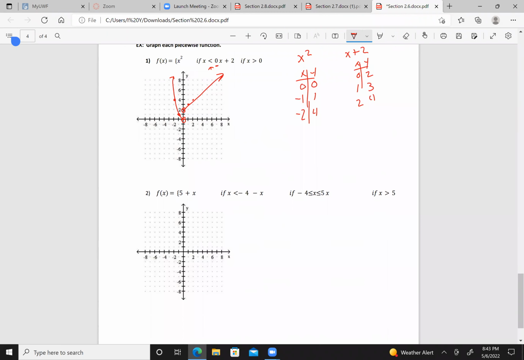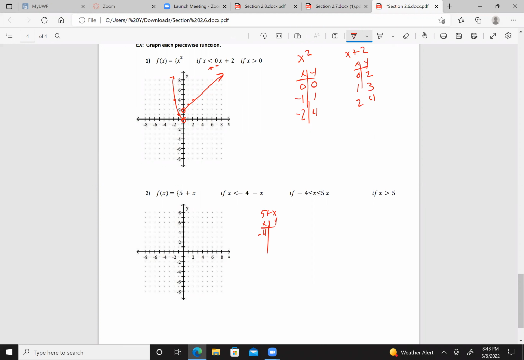Okay, let's look at one more here. Again, f of x equals 5 plus x if x is less than negative 4, negative x if x is between negative 4 and 5, where negative 4 and 5 are inclusive, and x if x is greater than 5. So we have 3 here. Let's look at that first one. 5 plus x, and that's for x less than negative 4.